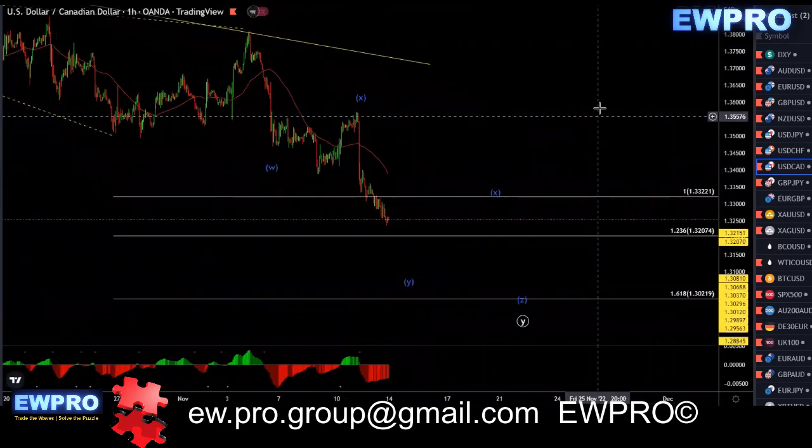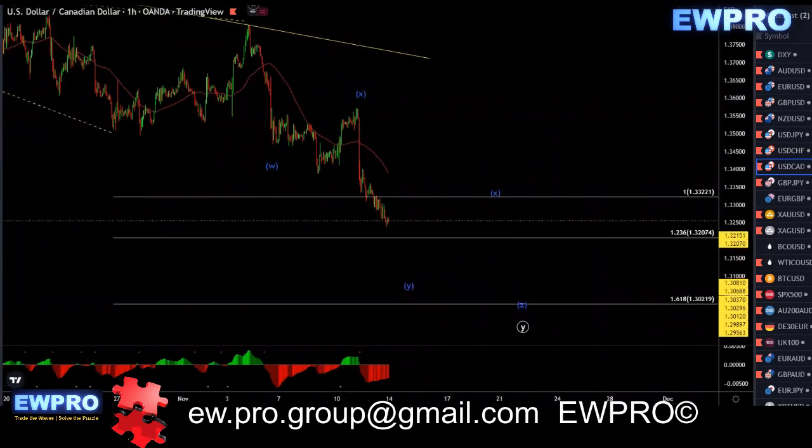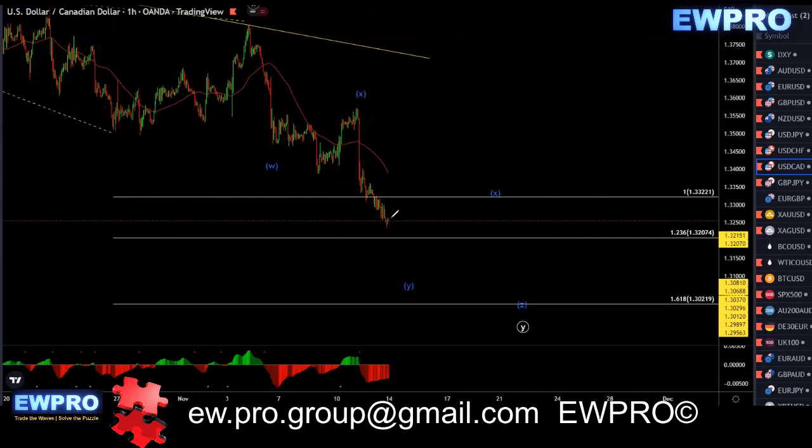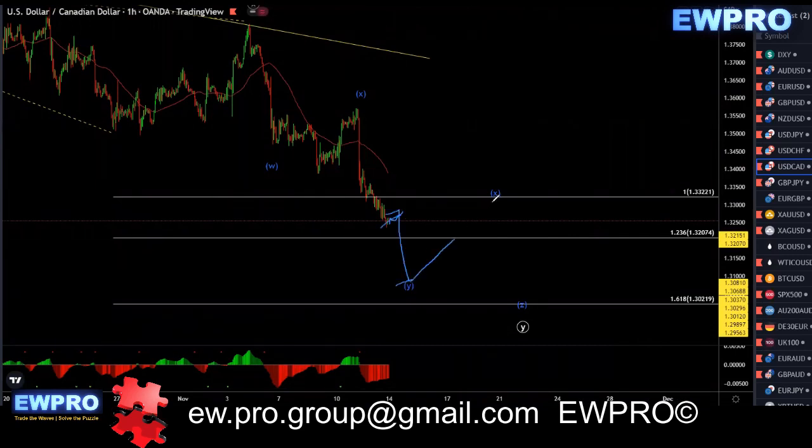The H1's very similar. If you get a little flag in here, you can look for more downside in that wave Y and then wait for that larger correction, similar size to that, and then trade that Z down.